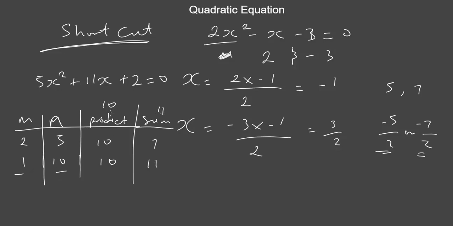So now, without going through all those factorization steps, I can simply say that since the two numbers are 1 and 10, x is equal to: negate this number, that's minus 1, and divide by the coefficient of x squared, that's 5. Or you negate this number, that's minus 10, and divide by 5. So the answer is minus 1 over 5 or minus 2. These are the two possible values of x that will make this equation correct.